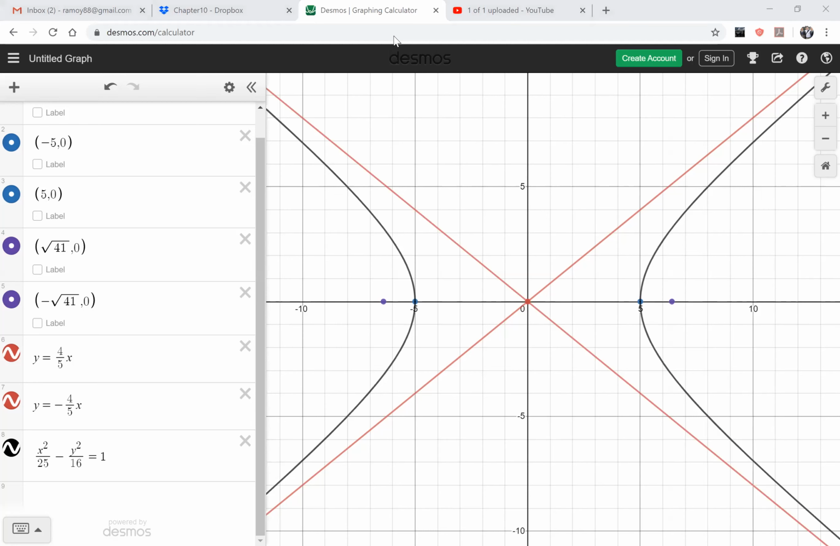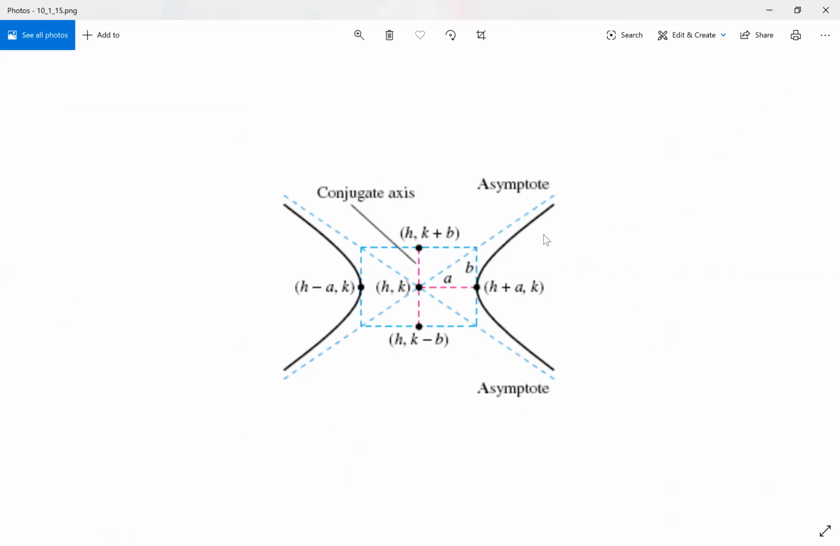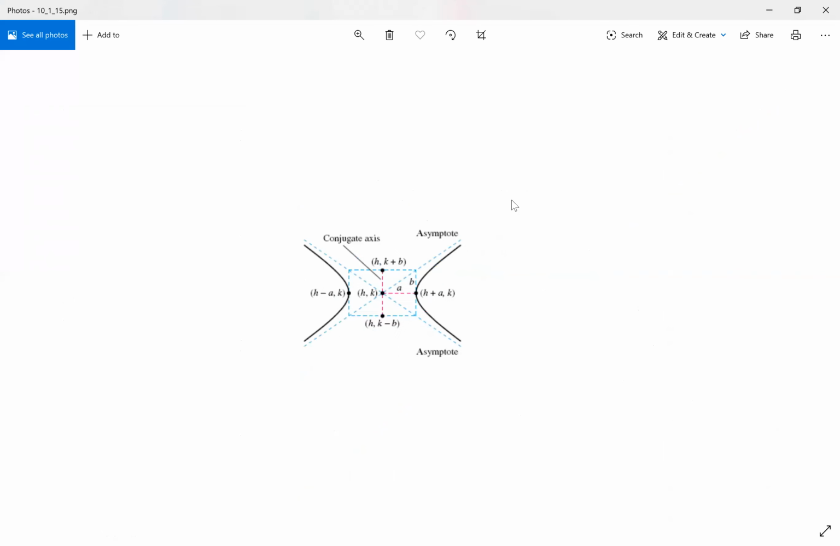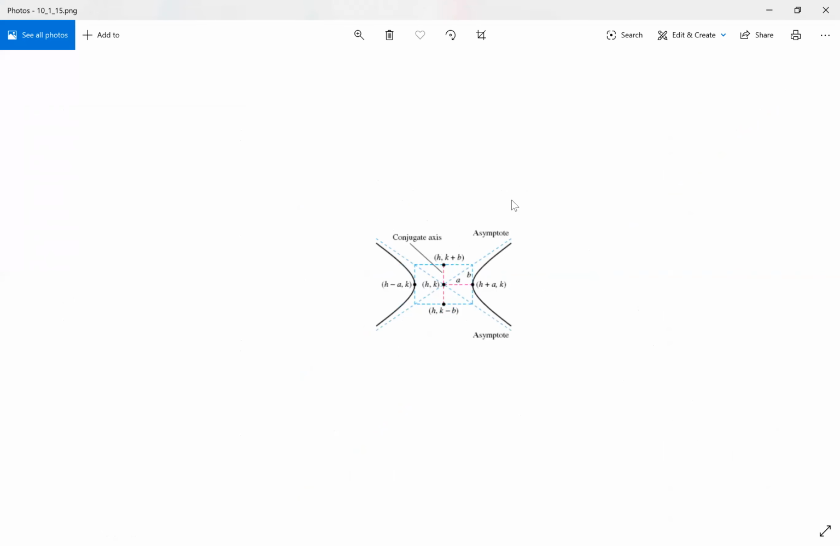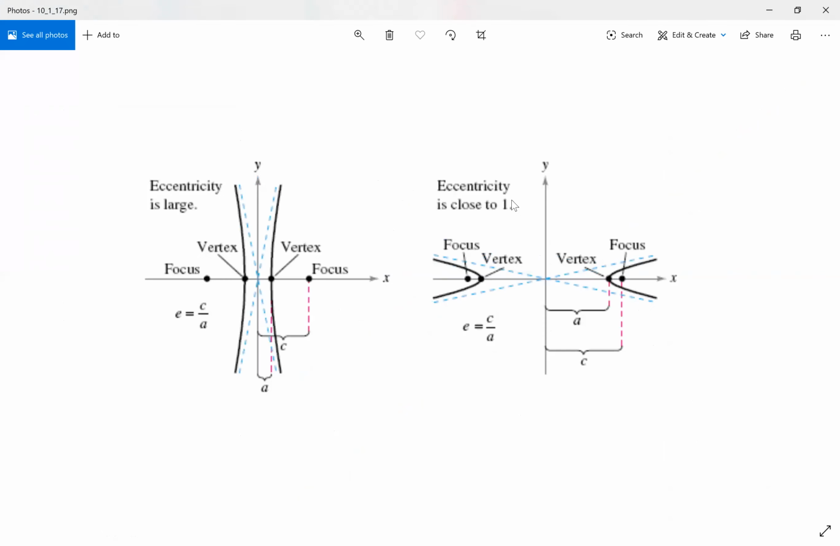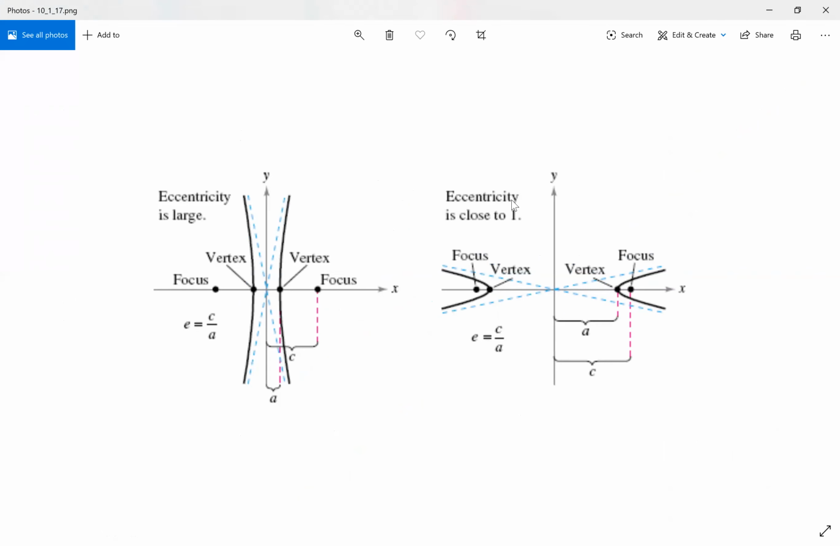So I want to show you one last thing about hyperbolas before I give you an example. So the last thing is, what does the eccentricity tell us? So the eccentricity is bigger than 1. So if it's close to 1, you have a very flat hyperbola, as seen on the right. And if the eccentricity is very large, then you see that the hyperbola explodes very quickly. And so the two sides of the hyperbola get big very fast. And that's the main thing to know about the hyperbola and how it relates to the eccentricity.